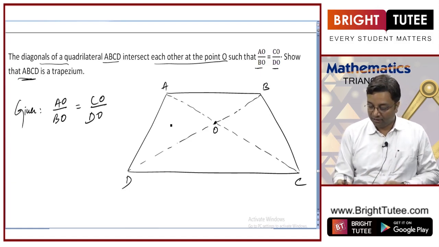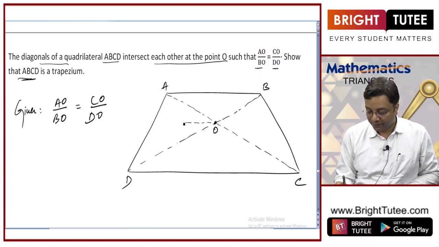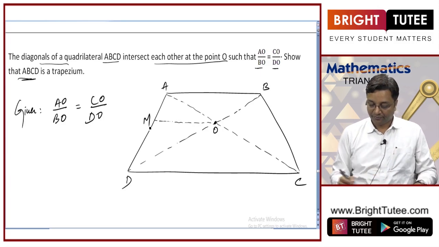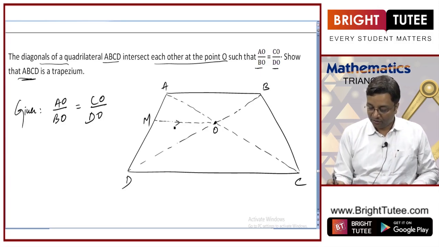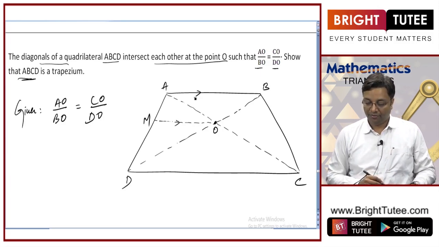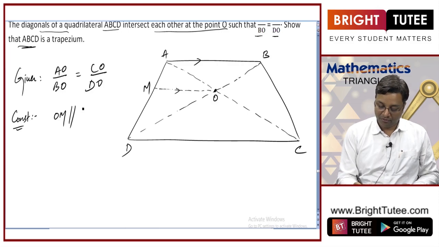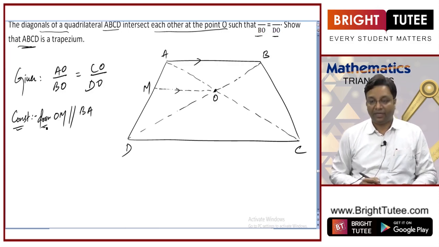We will do that little construction once again. Let us draw this line, let us name it M. Okay. This OM parallel to BA, construction. Draw OM parallel to BA.